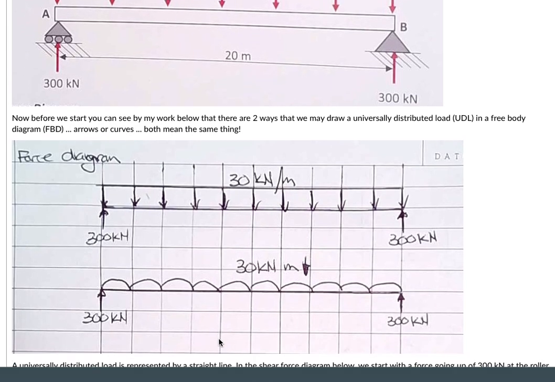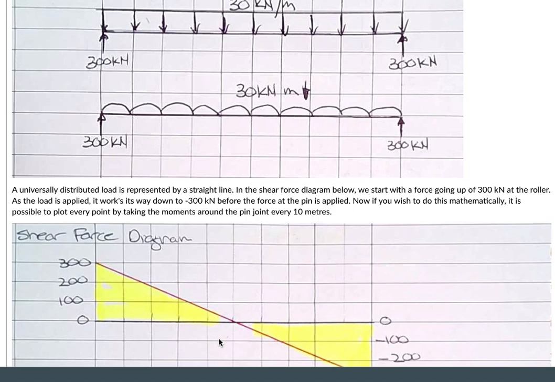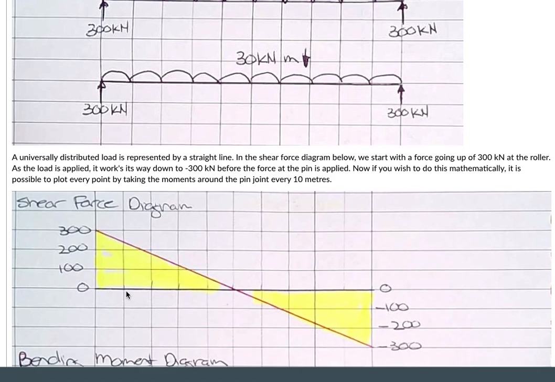Now with this, because it's actually universally distributed, we know that we're going up 300 and we're going to come down 300, and then this point will cross in the middle. Okay, so for a universally distributed load, it then forms a straight line for us, like this. So again, you can plot the points up 300, down 300, and there we go. It's a straight line right through the middle.